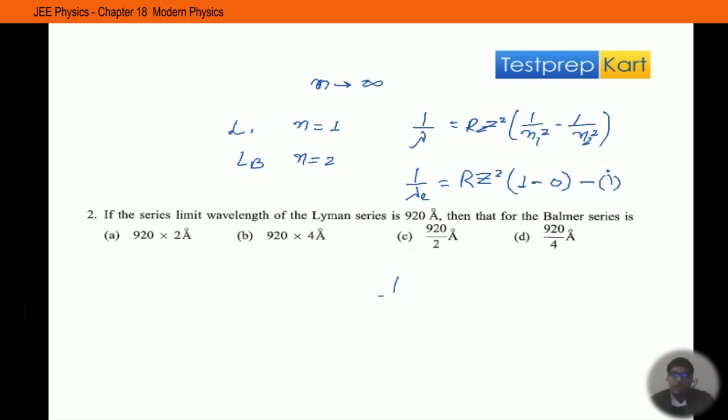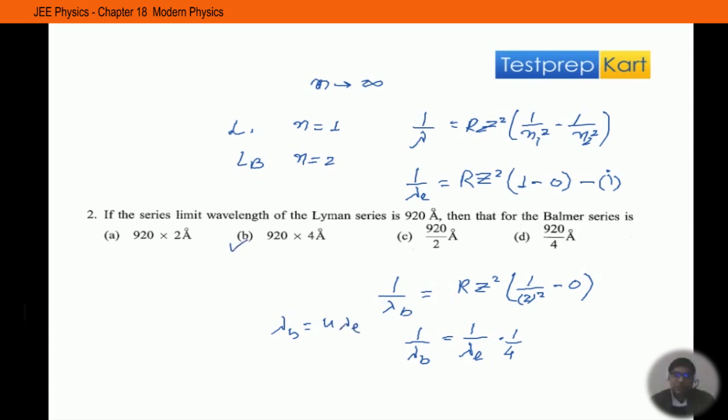Now for Balmer series, 1 over lambda B is equal to R Z square, and in this case the final transition takes place at level 2. So it is 1 over 2 square minus 1 over infinity square, that is 0. Okay, so we can replace the value of R Z square, that is 1 over lambda L. So lambda Balmer is equal to 1 over wavelength of Lyman series into 1 by 4. So from here we can conclude that lambda Balmer is equal to 4 times lambda Lyman. So choice B is correct.